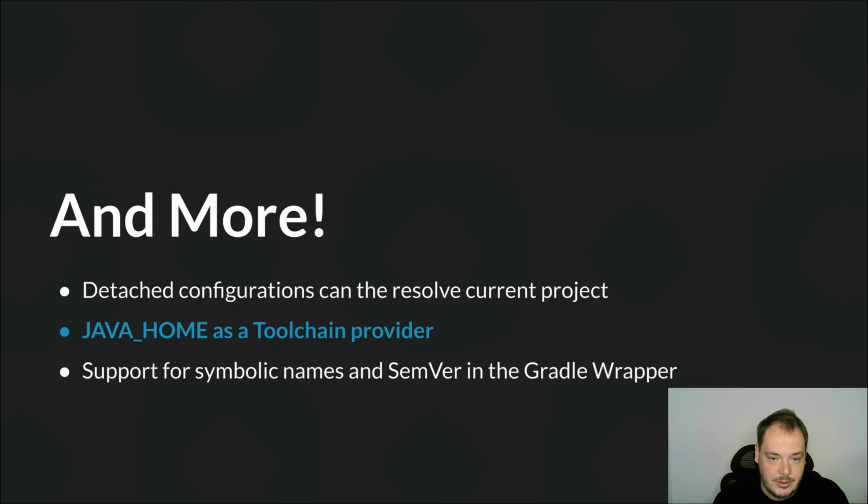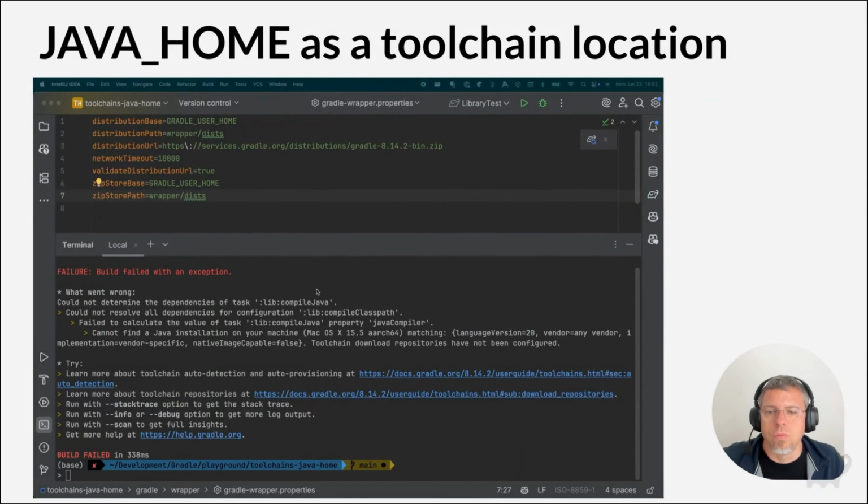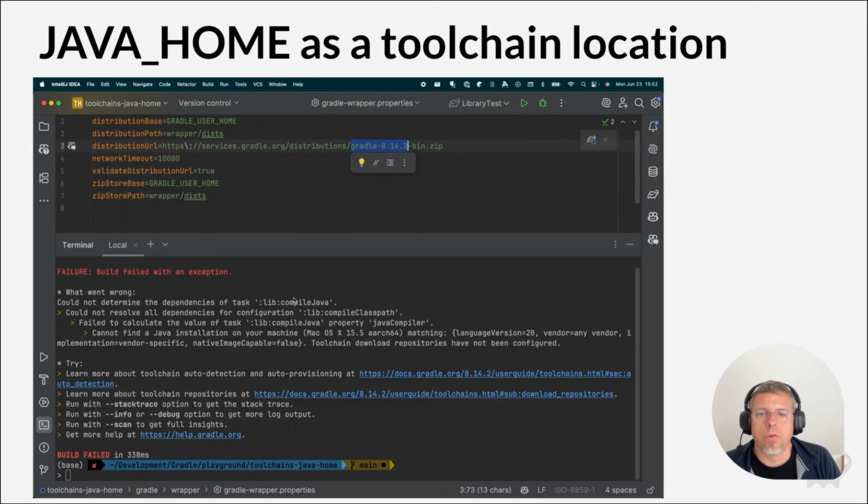The next one is being able to use Java Home as a toolchain provider in Gradle Daemon. With Gradle 9, Java toolchains are now able to use the Java Home as a toolchain location. So here we've got a project with Gradle 8.14.2, and that project, as we can see, fails to build because it requires Java 20 to be available. And there are no Java 20 to be auto-detected, and auto-provisioning has been disabled for this illustration.